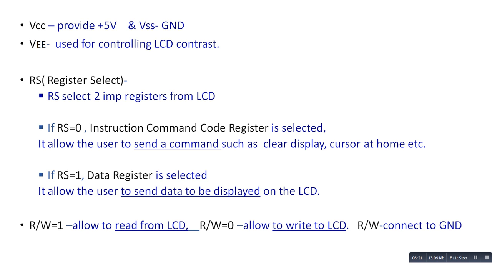When RS is 1, the data register is selected, and this register helps the user to send the data to be displayed onto the LCD. Another pin is the read/write pin. When it is 1, it allows reading data from the LCD, and when it is 0, it allows writing data onto the LCD.